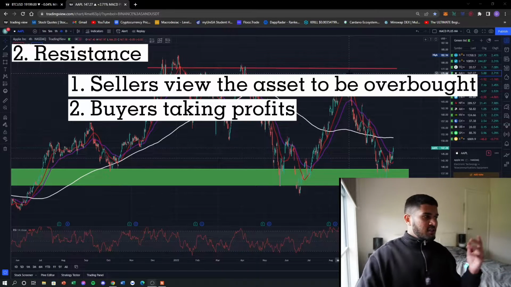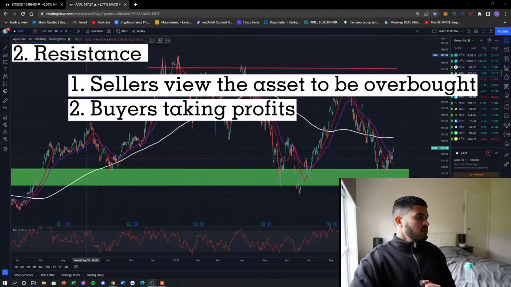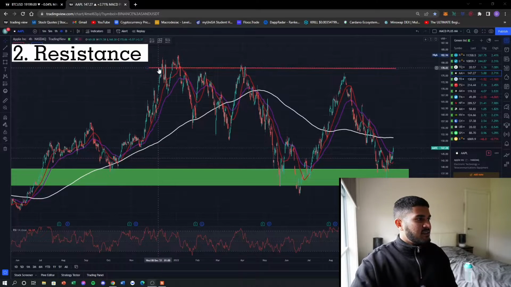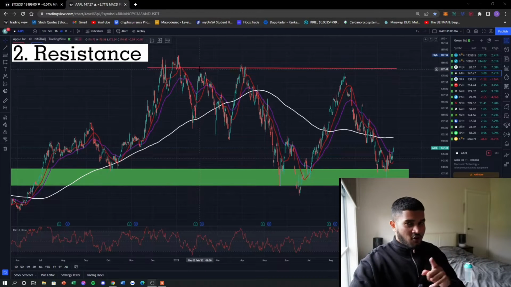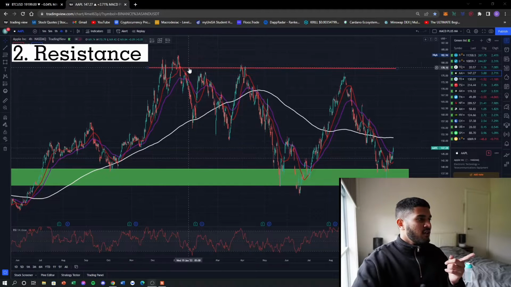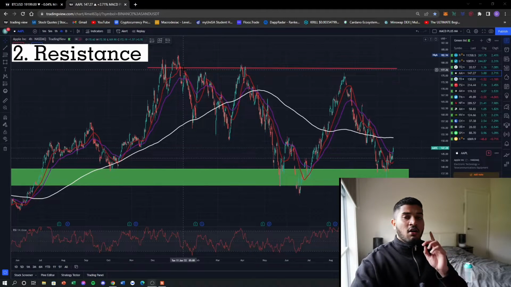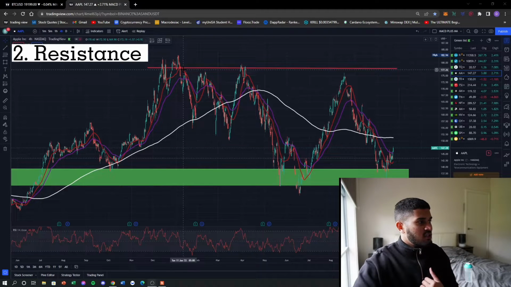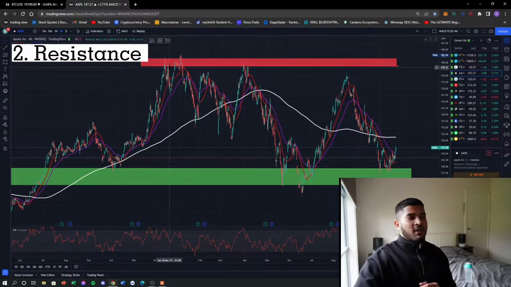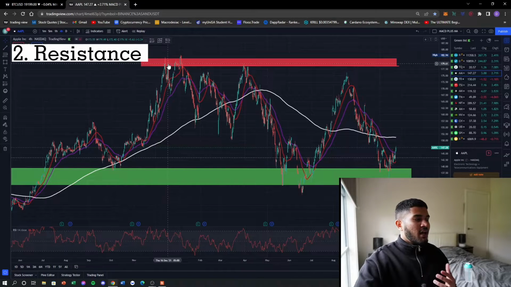So let's go through this example as well. We're looking at Apple. The price rallied, and okay, I've drawn the resistance as just one line. Once again, simple basics: it's not just one line, it's an area. So let's get that fixed. So we can see that the price rallied all the way up to here.